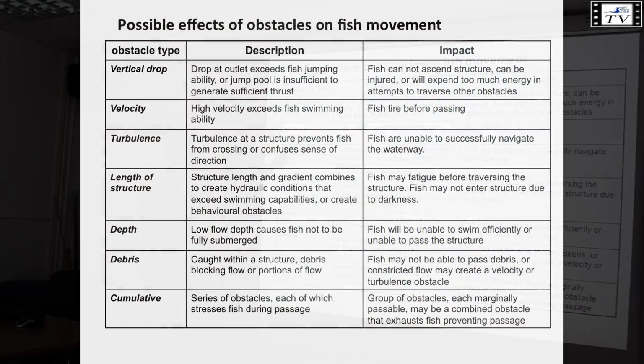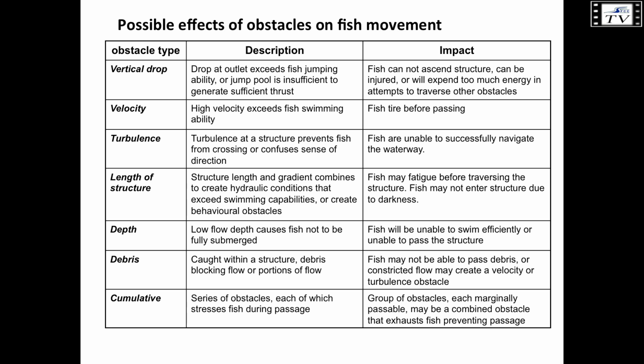So if we break it down into the actual types of obstacles we have: vertical drops, velocity obstacles, turbulence, obstacles at the length of structures, since very long structures can tire fish out, reduced water depth, debris blocking structures, and ultimately the possibility of cumulative effects as well. If you have a series of small obstacles, by the time fish get to the last one, they're going to have less energy, and it might be a problem for fish to get through.